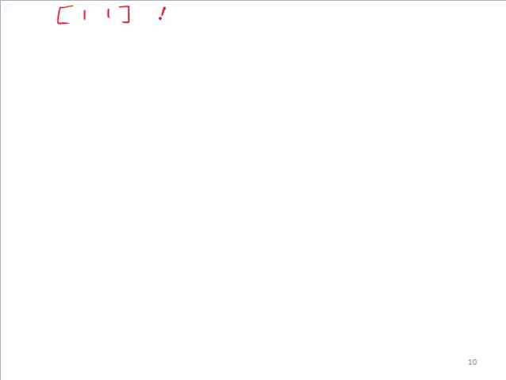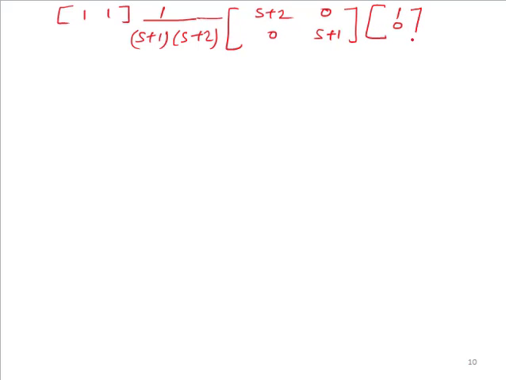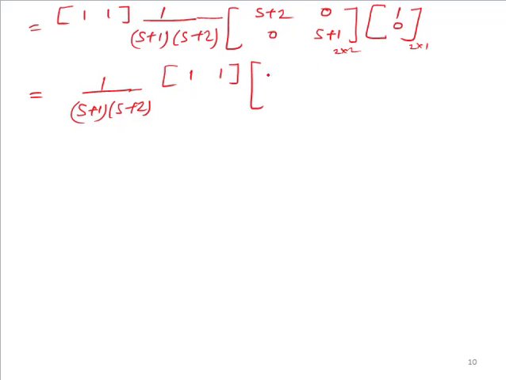So substitute here. The C matrix was [1 1] and (sI minus A) inverse we have obtained is 1 divided by (s plus 1) into (s plus 2), times [s plus 2, 0; 0, s plus 1], and this is the value of B, [1; 0]. Now we can take this factor outside, so this will be 1 upon (s plus 1) into (s plus 2), times [1 1]. Now simplify this. This is 2 cross 2 and this is 2 cross 1, so we will obtain 2 cross 1: (s plus 2) into 1 is s plus 2 plus 0, and 0 plus 0 is 0.